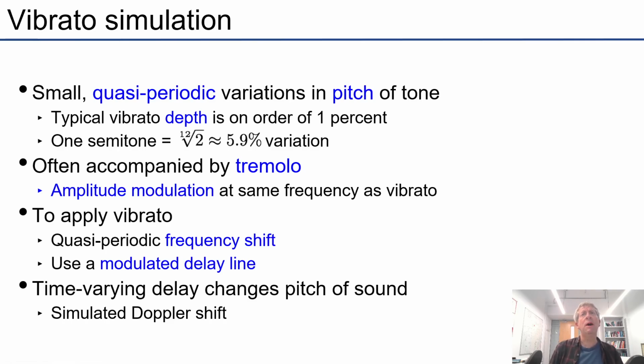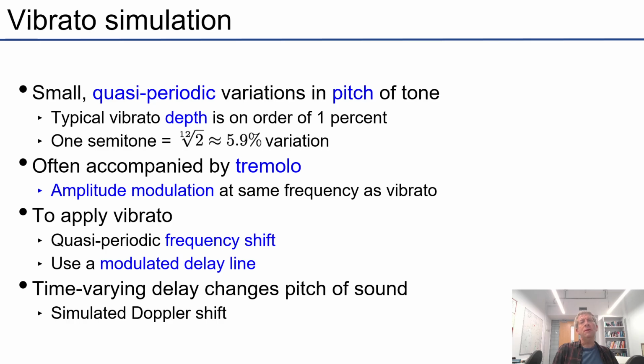So what do we mean by vibrato? Well, the textbook definition is small, quasi-periodic variations in pitch of tone. It doesn't have to be an exact period. There can be some variation in the repetition. And the typical depth of vibrato is on the order of 1%. So this means that a pitch of, say, 100 hertz might only vary between 99 and 101 hertz, on the order of 1%. Though it could be a lot more, a lot less than that.